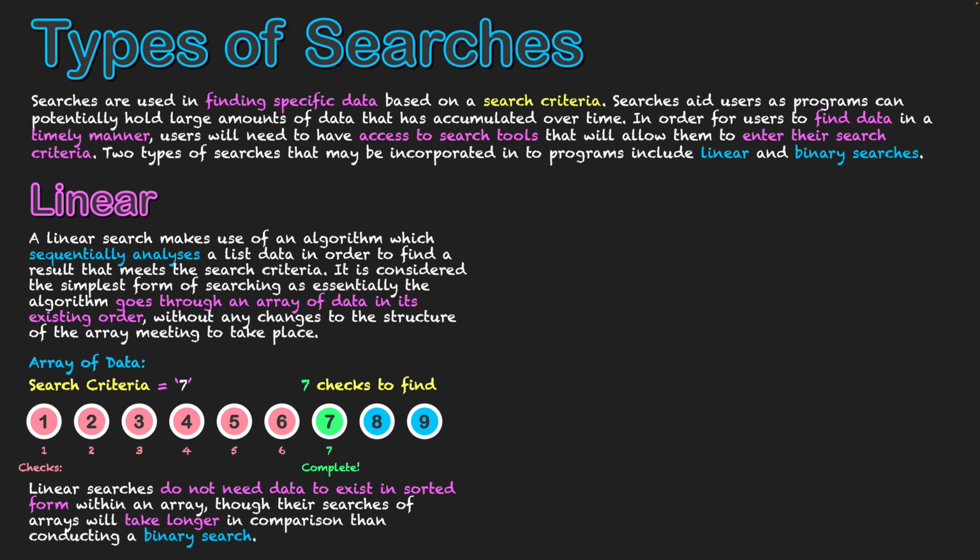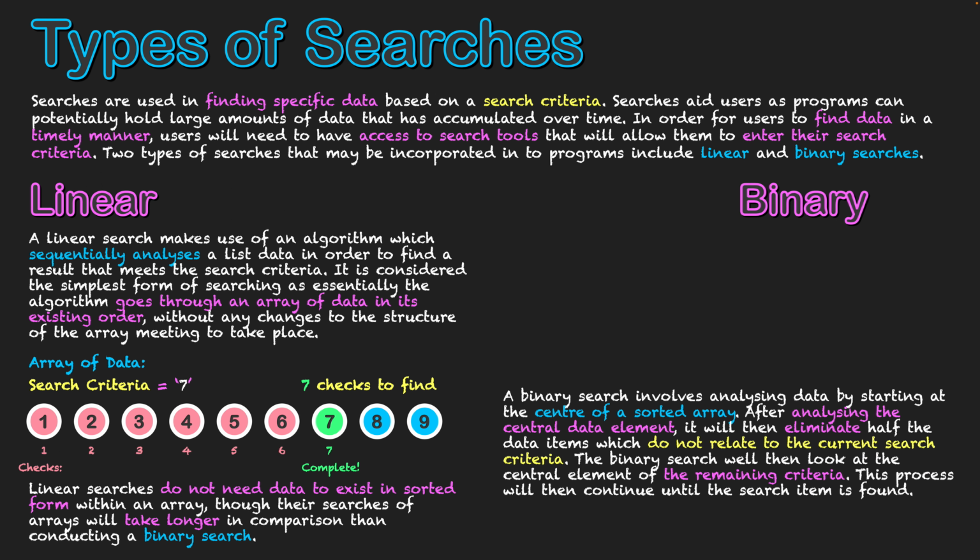So essentially, this is the actual thing about the linear search, in that it does not have to have data existing in a sorted form, which is the good side of it. But the downside is, as you saw, that it takes a lot longer to get there. It took a while to find my number, and that's obviously in comparison to a binary search, which we're going to take a look at now.